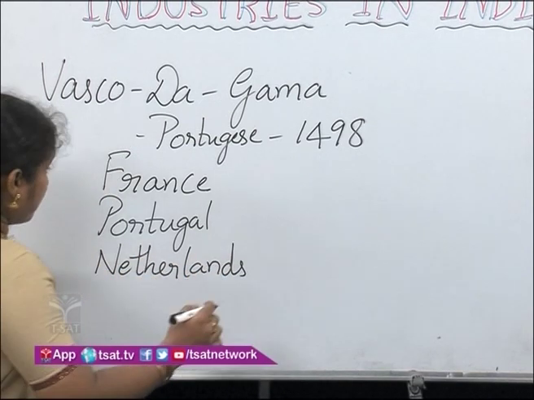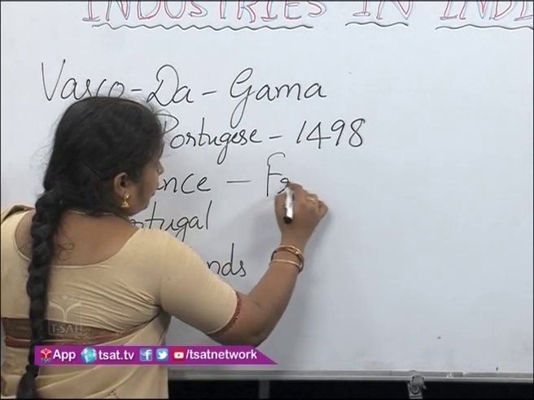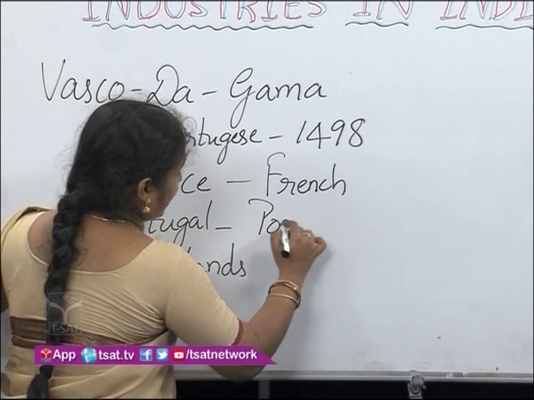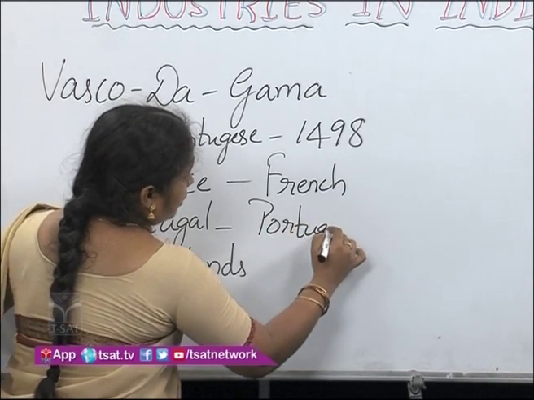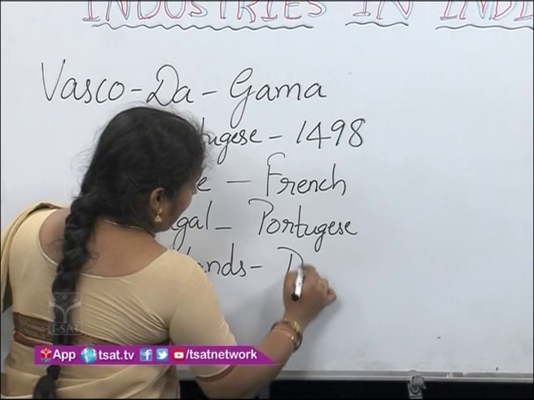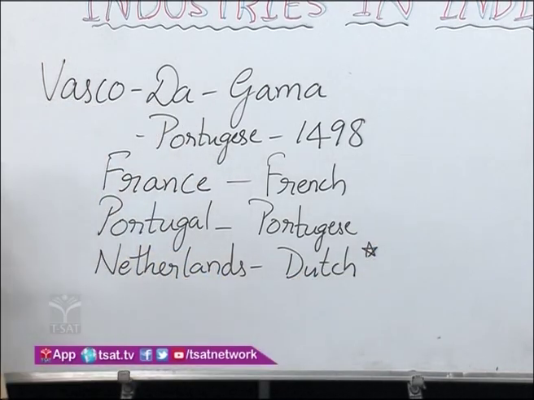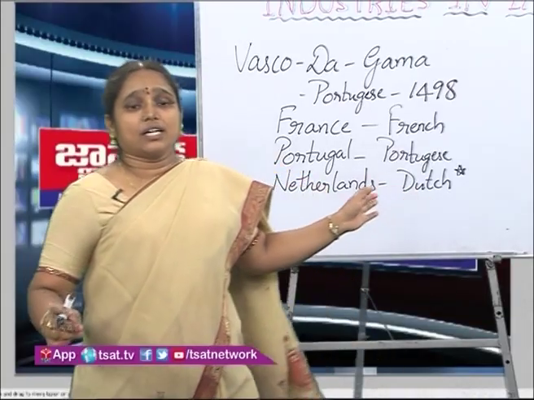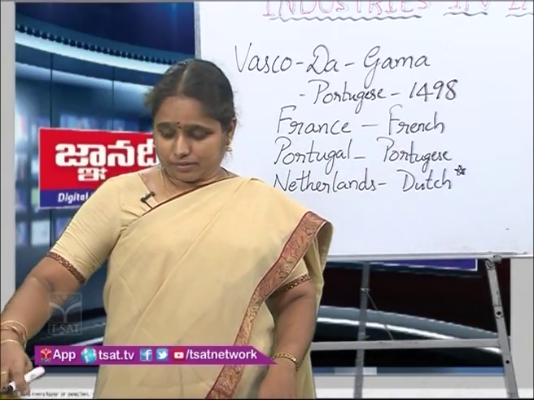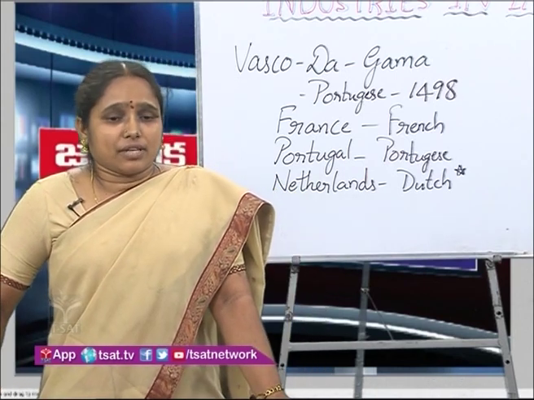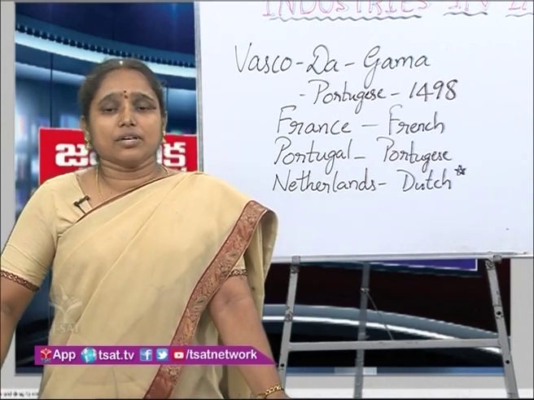And it is important to know what we call these people. We call France people French, Portugal people Portuguese, and we call Netherlands people Dutch. The name is different here. So, dear students, please notice. These three were the competitors for England to have trade relations with the East, particularly with our country.